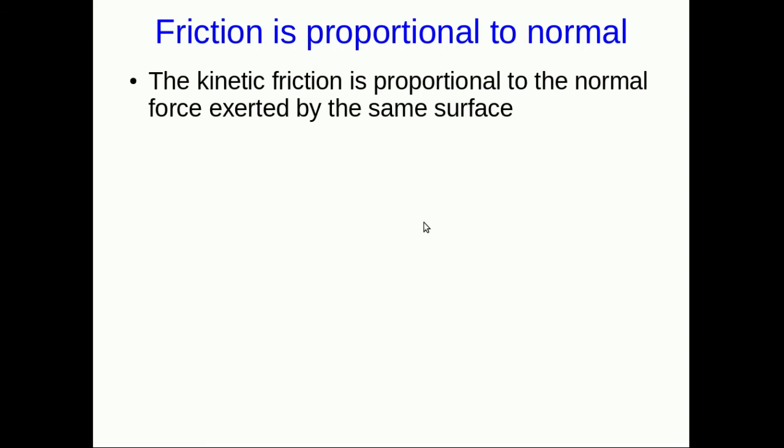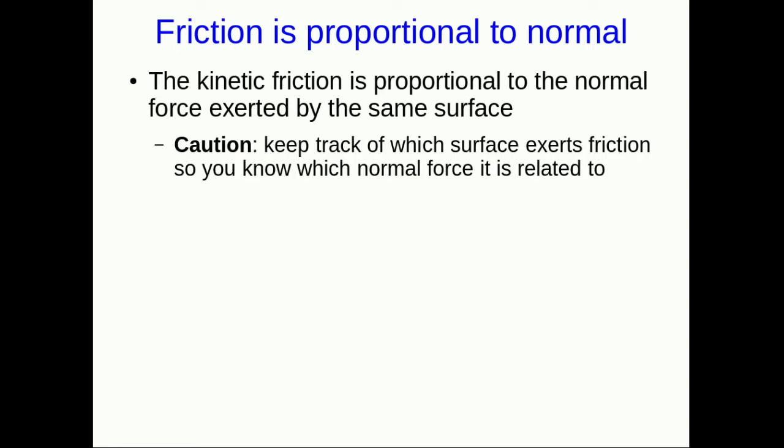We're now ready to write down an equation that we can use to calculate a kinetic friction, now that we know it's proportional to the normal force. And be careful, it's proportional to the normal force exerted by the same surface that's exerting the kinetic friction. So be very careful, keep track of agents, right? Which surface is exerting the kinetic friction that you're calculating? It's proportional to the normal force exerted by that same surface.